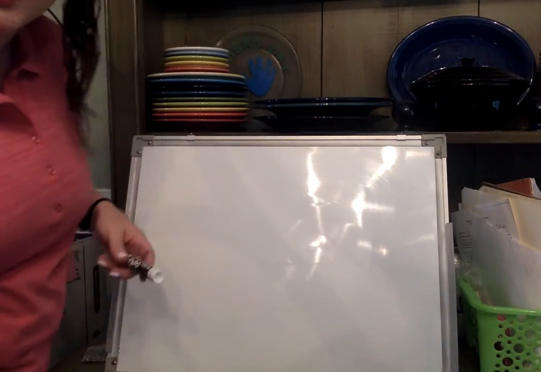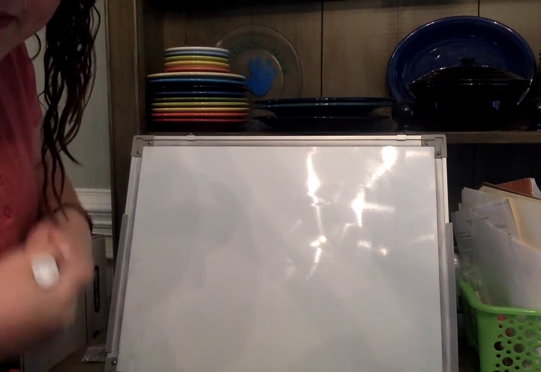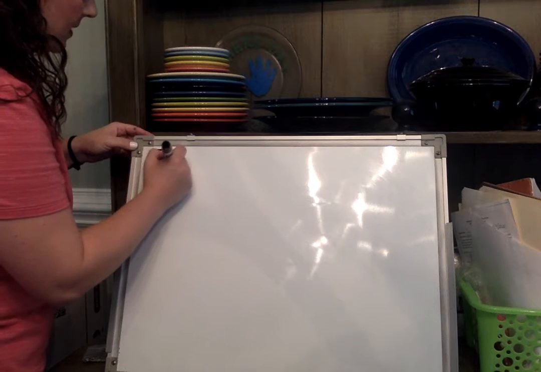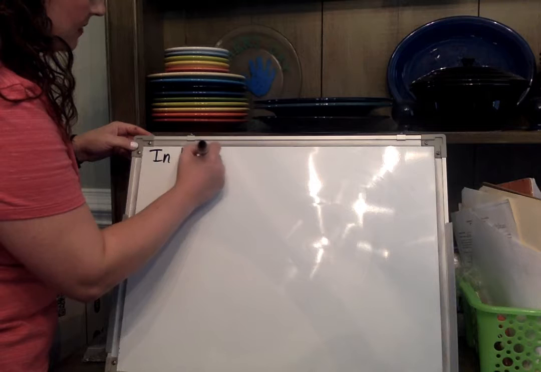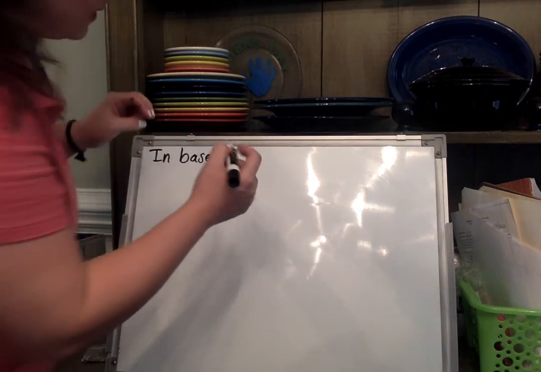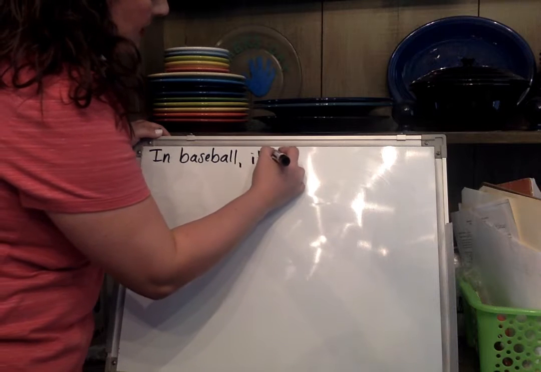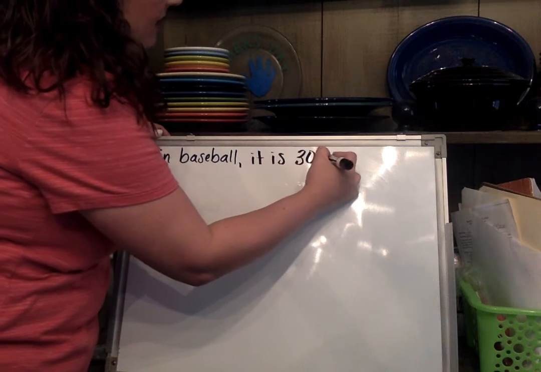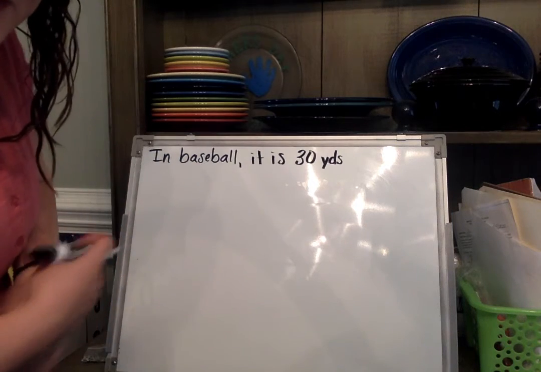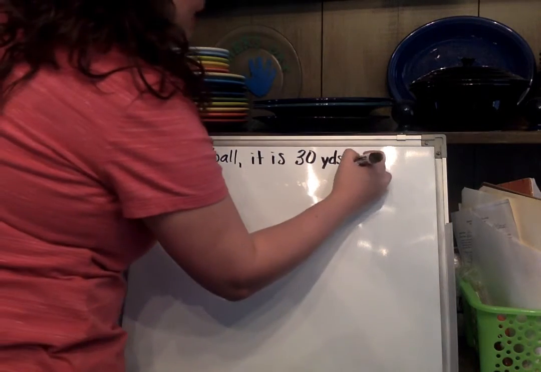Okay, today's problem says, in baseball, and I know some of you are really missing baseball right now. I'm missing the popcorn at baseball. In baseball, it is 30 yards, and YDS is the abbreviation for yards, from home plate to first base.